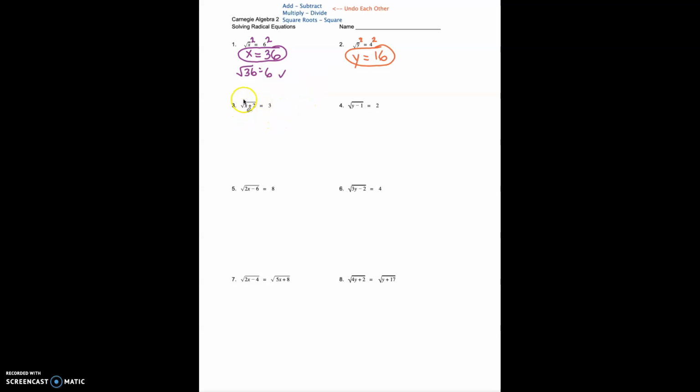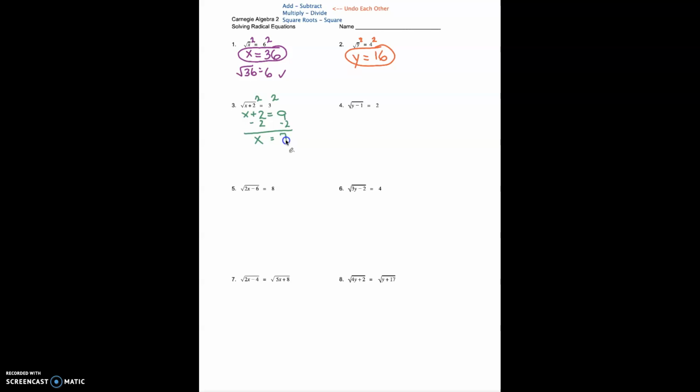So again, we have the square root of x plus 2, that's all under the radical, and it equals 3. So to get that x plus 2 expression out of the radical, we're going to square both sides of the equation again. So square, square. So when we square the left side, we get x plus 2. You don't square any of those values, you just take out what's under the radical. And then 3 squared, 3 times 3 is 9. So now we'll subtract 2, and we get x is 7.